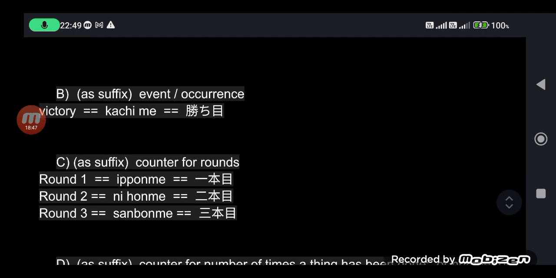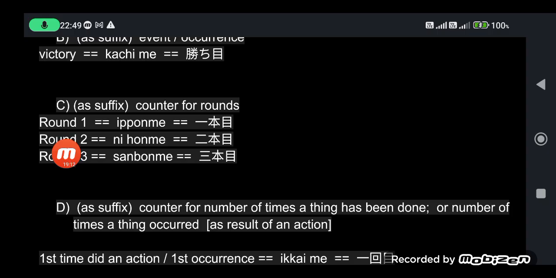And then another use is a suffix for event or occurrence. Let's say victory, kachime. The victory part here is kachi, and me is the suffix. So kachime means the occurrence or the event of securing victory. And again, a suffix counter for rounds. Let's say in a racing or in a boxing match, round 1, ipponme. Round 2, nihonme. Round 3, sanbonme.